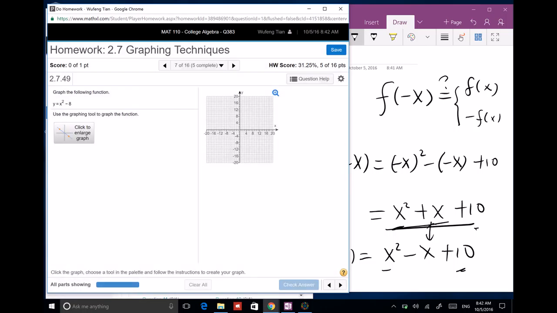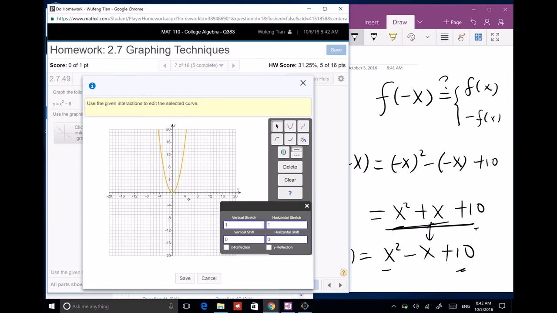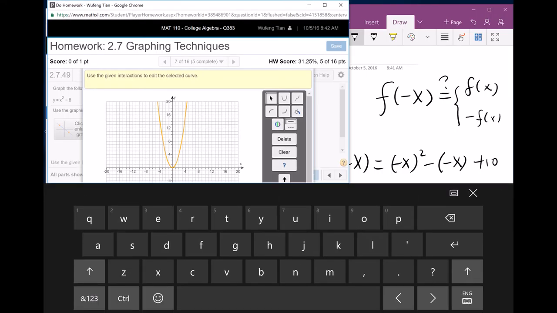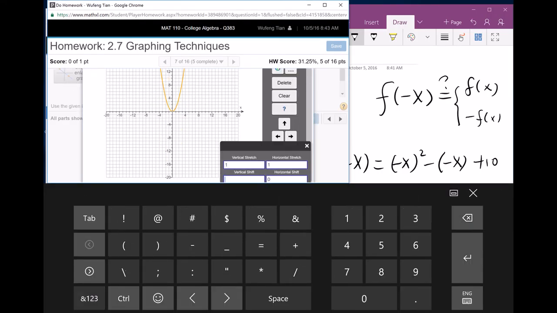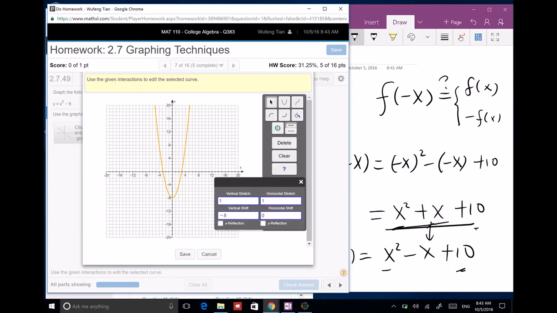Graph the function f(x) equals x squared minus 8. I'll just graph one of these. X squared, so just do negative 8, it's right here. Vertical stretch, nothing. Horizontal stretch, nothing. Vertical shift, yes. We do have a vertical shift. Vertical shift is negative 8 because you shift it down. Okay, just check it and then we're done with it. There's no vertical stretch, no horizontal stretch. Vertical shift is negative 8. Horizontal, no shift, so that's it.